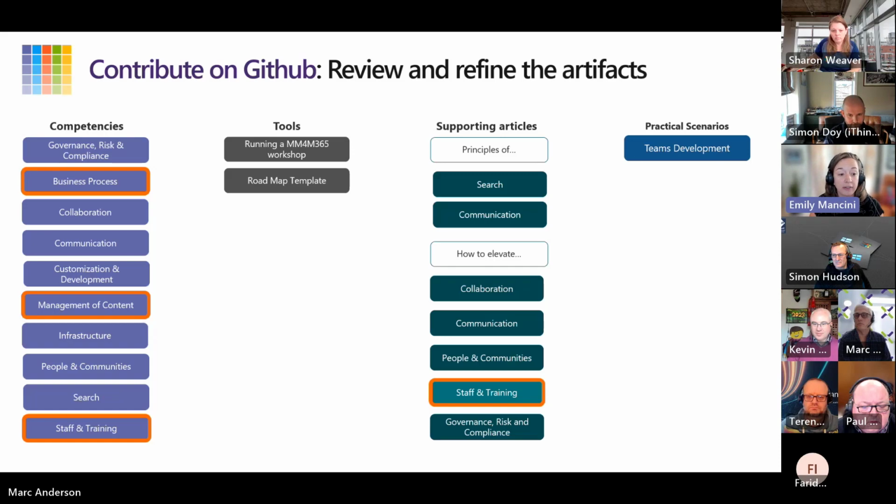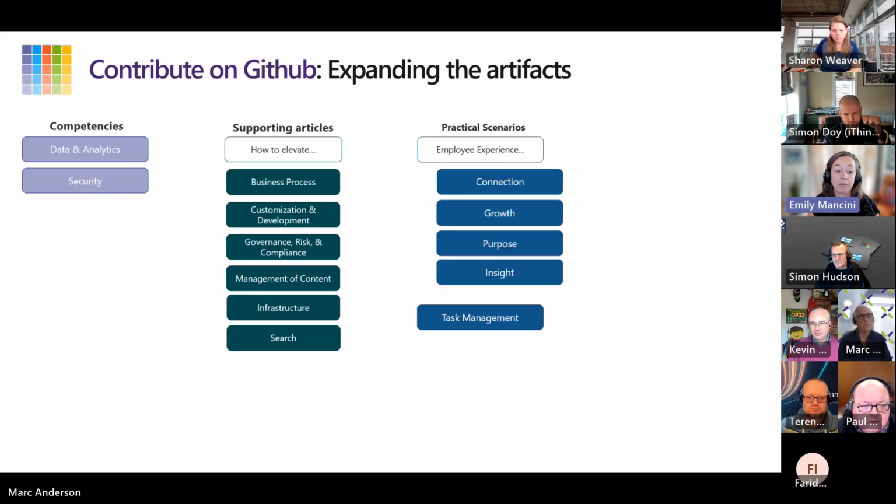Now, if we go to the next slide, of course, we are also going to be expanding the current artifacts. So far, these are the items that we have outlined that we know that we want to expand on. Again, this isn't a limitation of what can be added to the model. This is just what we're focusing on as a core team for this year. But again, we invite anyone to be involved either on these exact articles or additional items.